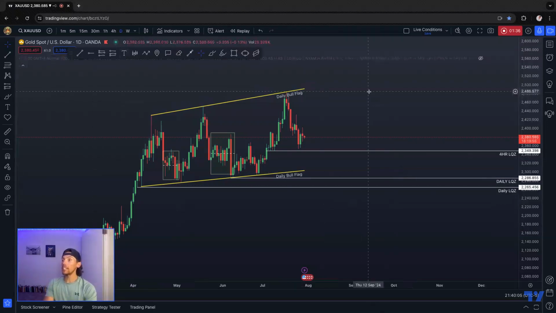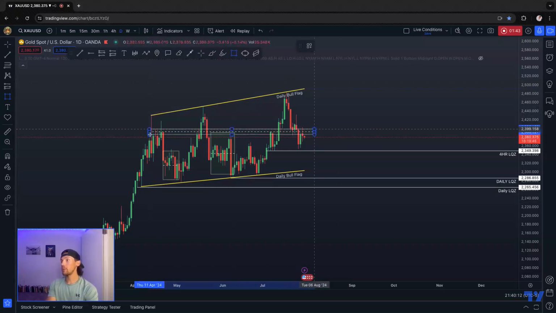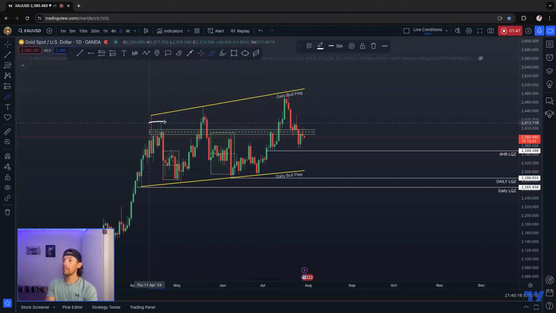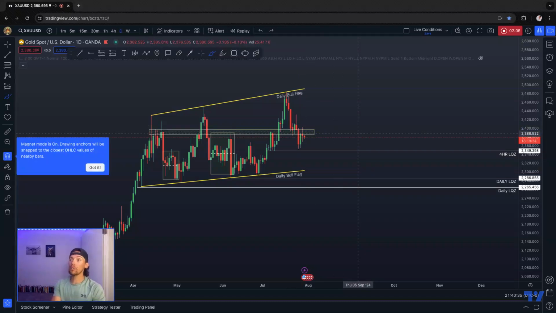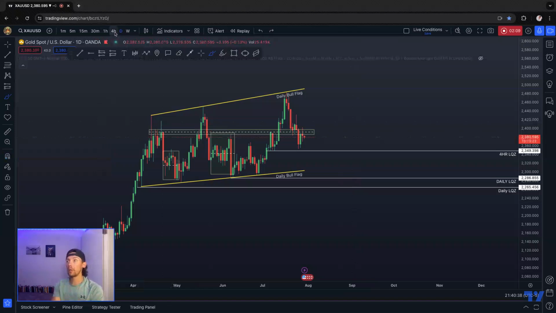So starting off on the daily, where are we at? Well, the first thing that I'm spotting on the daily is this zone right here where we have rejections off the top. We're just going to exclude the wicks. Rejection here, rejection here, here, here, and now we have a small rejection here. So as you can see, this is a major support and resistance area inside of the market on the daily time frame.